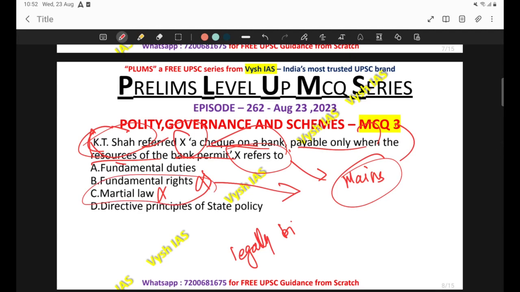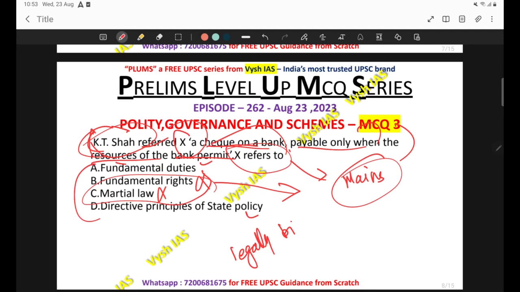Okay, there are some extra powers given with respect to these two things. They are politically enforceable, legally enforceable, protected by law. Whereas fundamental duties and directive principles of state policy are more like a guide, more like instructions or a synopsis, and they are not legally enforceable. So the answer has to be between A and D.